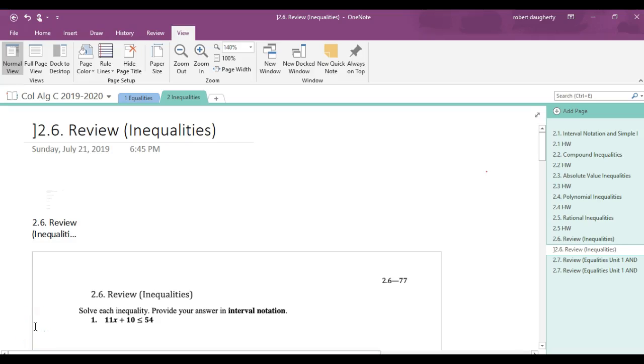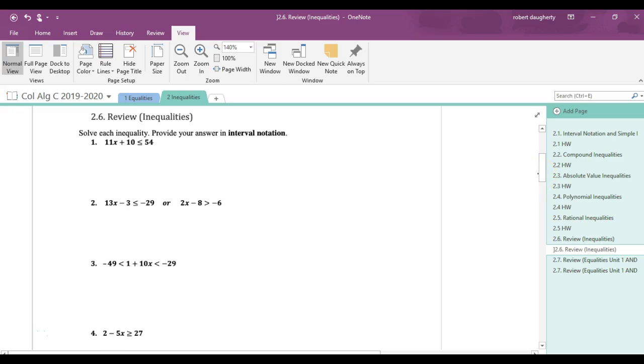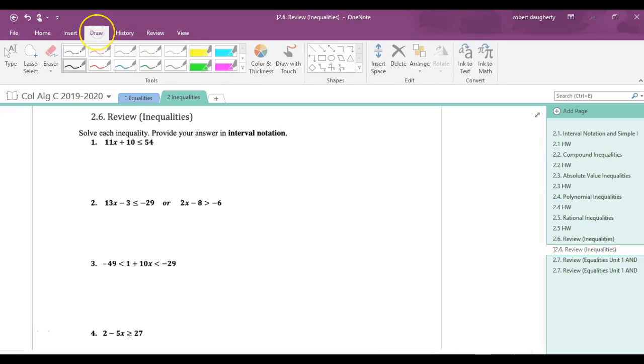Okay, 2.6, college algebra. This is our review for the upcoming quiz on inequalities. So everything has to do with inequalities. So if we look at the first one, this is a simple inequality. It only has one inequality sign. Treat it just like you do equations. Gather the x's on one side, the numbers on the other.